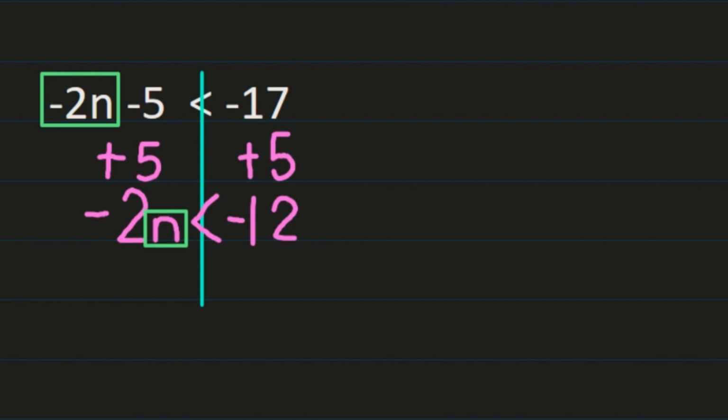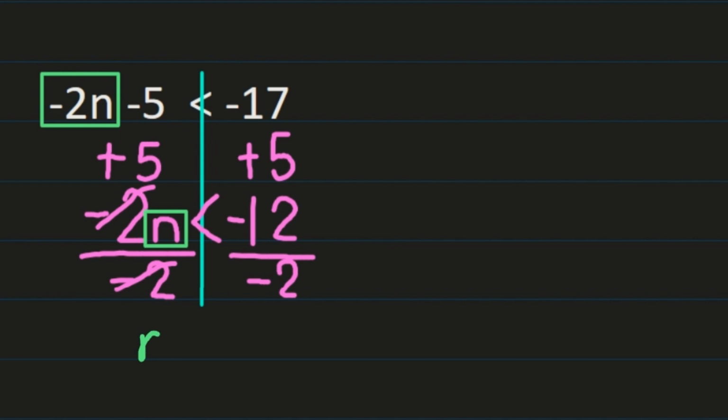And now I have a one-step inequality where I'm going to need to isolate my variable n. And I'm going to do that by dividing by negative 2. If I divide by negative 2 on the left, I'll need to divide by negative 2 on the right. On the left-hand side, those negative 2's will simplify out, leaving me with just n on the left. And on the right-hand side, I'll have negative 12 divided by negative 2, and a negative divided by a negative is a positive, and 12 divided by 2 is 6.